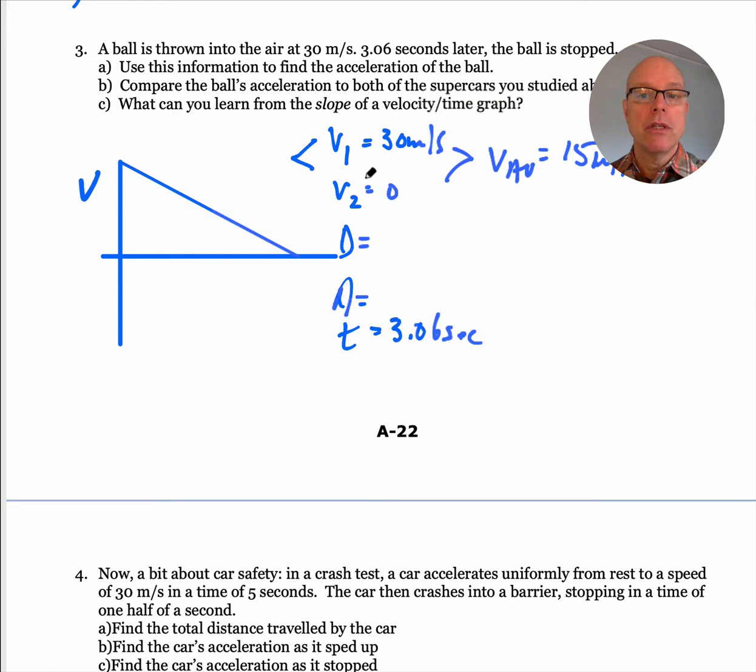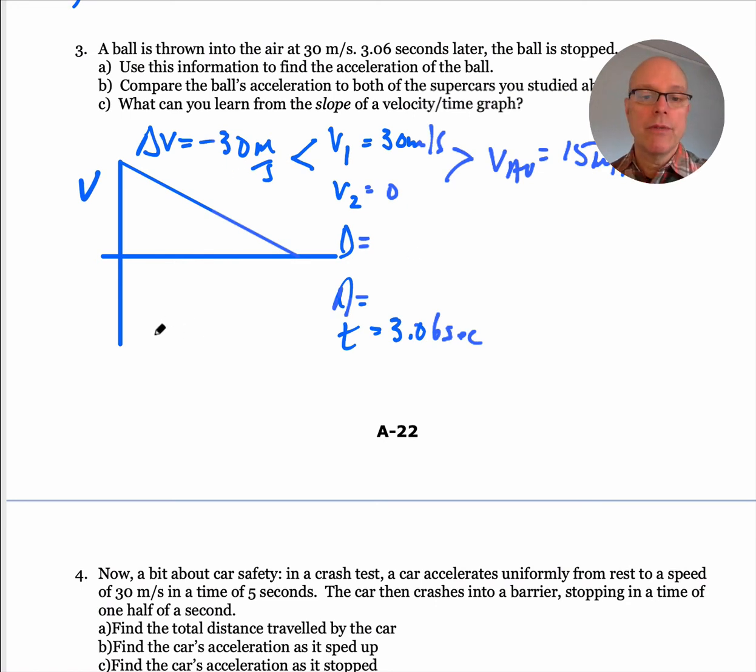Change in velocity is V2 minus V1. So it's 0 minus 30. Also, when you think about change in velocity, this is not a ball that gained velocity. This is a ball that lost velocity because it was slowing down. So both of those things, the formula, delta V is V2 minus V1, and the change in velocity is minus 30, they mean exactly the same thing.